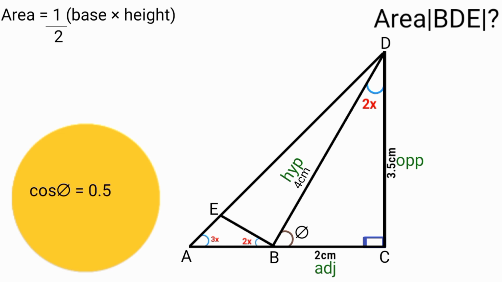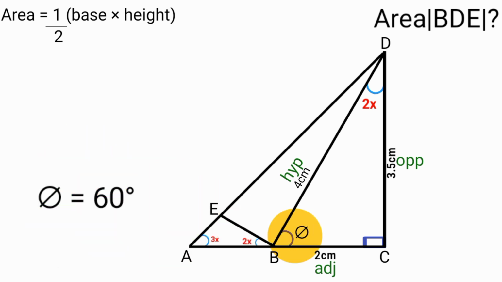2 over 4 is 0.5. So cos theta equals 0.5. To find the exact value of theta, we'll find the cos inverse of 0.5. So theta equals cos inverse of 0.5. Cos inverse of 0.5, press your calculator, is 60 degrees. So theta equals 60 degrees.